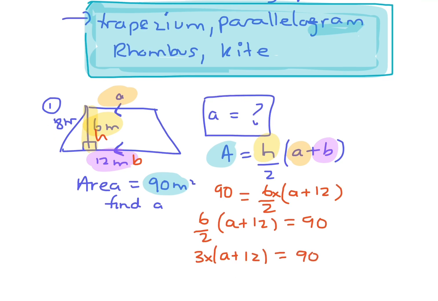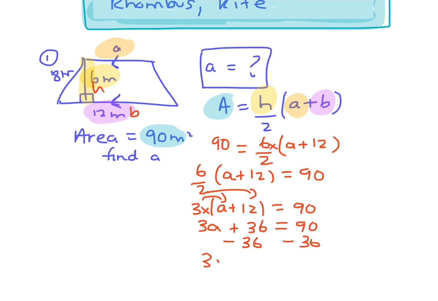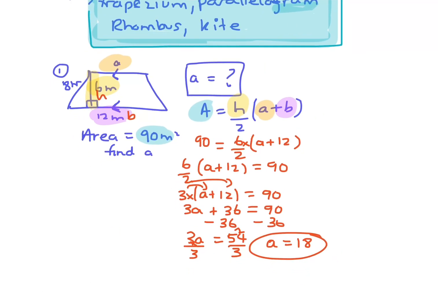Now at this point you could actually divide by 3, or you could choose to expand the brackets. 3 times A is 3A. 3 times 12 is 36, equals 90. Working backwards, minus 36, minus 36. So 3A equals 54. And then to get rid of the 3, the opposite, that's divide by 3. So A would equal 18.